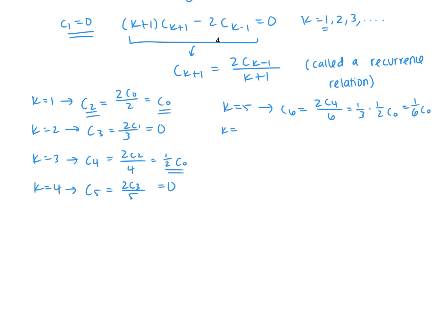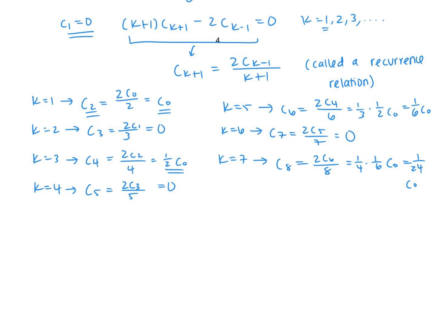And I'm going to do two more. K equals 6 will give me c7 is equal to 2c5 over 7. Well, c5 we know is 0, so this is really 0. And the last one that I'm going to do is k equals 7, so that will give me c8 is equal to 2c6 over 8. Well, that c6 is what we have above here. So that is really 1/4 multiplied by 1/6 c sub 0, which is 1 over 24 c sub 0.